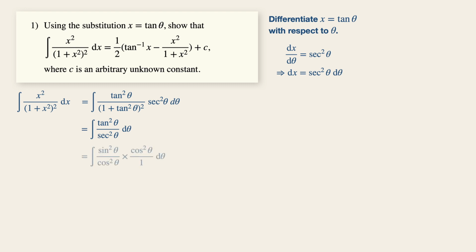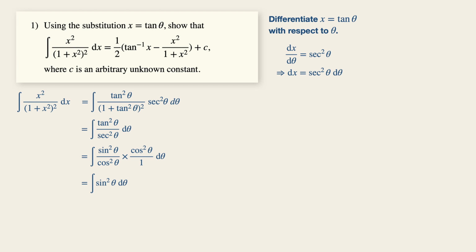Subsequently, we will have sine squared theta over cosine squared theta, which is tangent squared theta, multiplied by the reciprocal of secant squared theta, which is cosine squared theta over 1. Now I've decided to change all of them into sine and cosine so that I can simplify the expression better. This will give us sine squared theta.